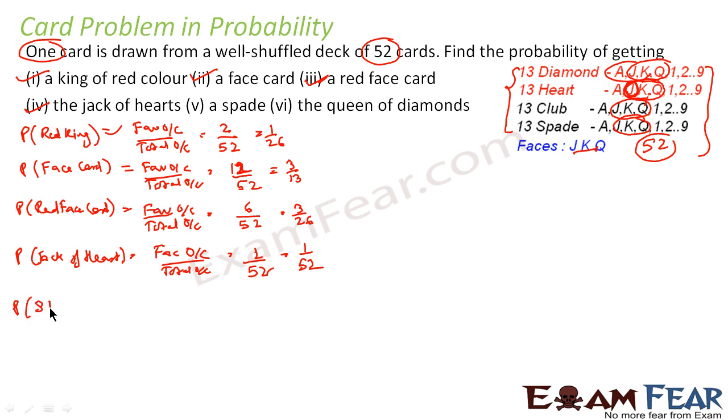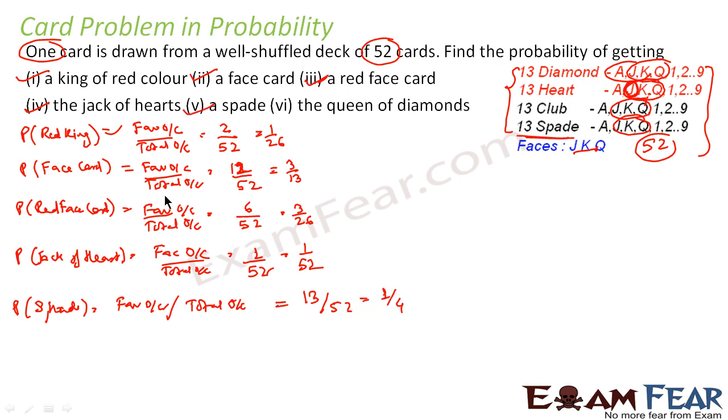Probability of spade. So how many spades do we have? We have actually 13 spades. If you see, there are 13 spades. So here also same thing. Favorable outcome by total outcome. So what is the favorable outcome? 13. Total outcome is 52. 13 by 52, that is 1 by 4.